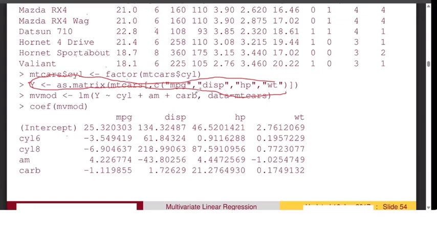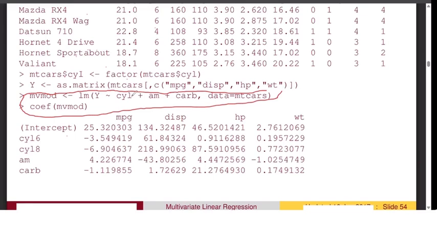And these are my explanatory variables: cylinder, AM, and CARB. Now, do you see the coding? You can see I declare my response variable and I declare my explanatory variable. Now, if I want to perform a multivariate multiple linear regression in R, can you see the code? My Y here is actually this guy, for the response variable.